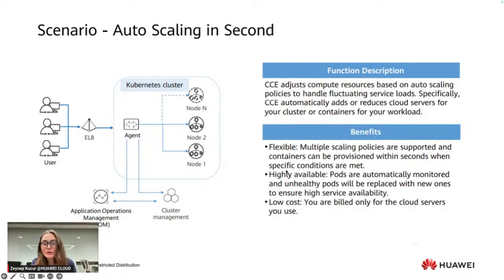Let's take a quick look at what auto cluster scaling means in the context of CCE. So the idea here is pretty straightforward. CCE automatically adjusts the number of servers in your Kubernetes cluster based on how much work there is. If there's a lot going on and you need more power, it adds servers. If things calm down, it scales back.